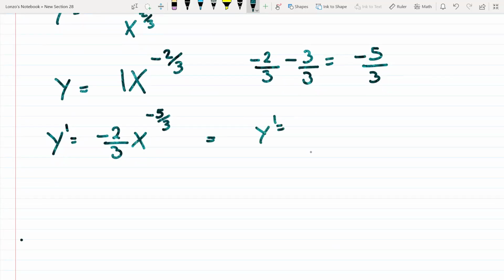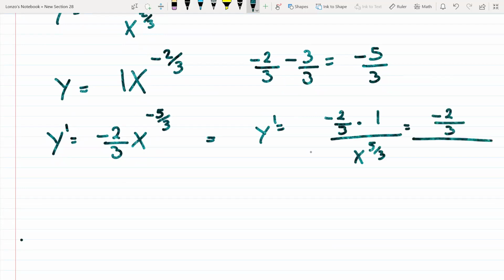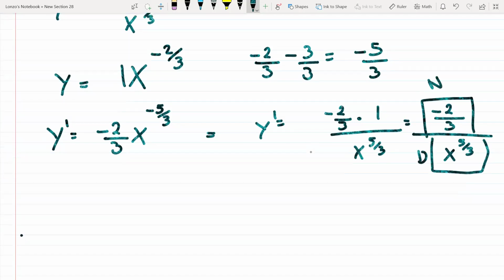So y prime equals negative 2/3 x to the negative 5/3, which can also be expressed as negative 2/3 times 1 over x to the 5/3. So that could be expressed as negative 2/3 divided by x to the 5/3. Okay, now we have a complex fraction. So this is your numerator, this is your denominator. So let's clean up this complex fraction.